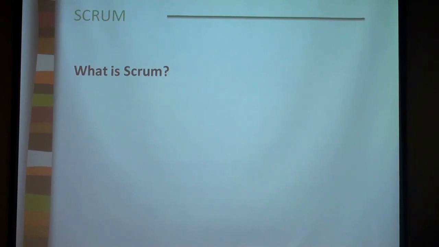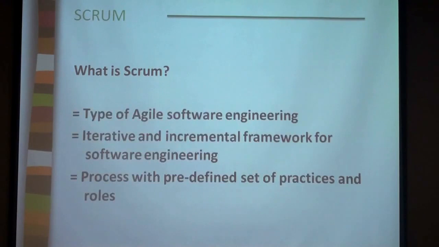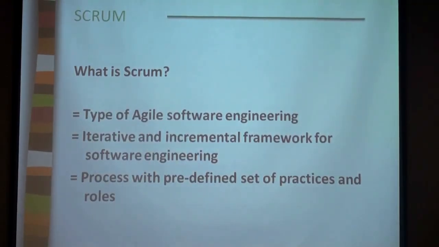And when people ask you what is Scrum, don't think that this is this guy, because it is not. Instead, Scrum is a type of Agile software engineering. It can also be defined as an iterative and incremental framework for software engineering, or as a process with a predefined set of practices and roles.